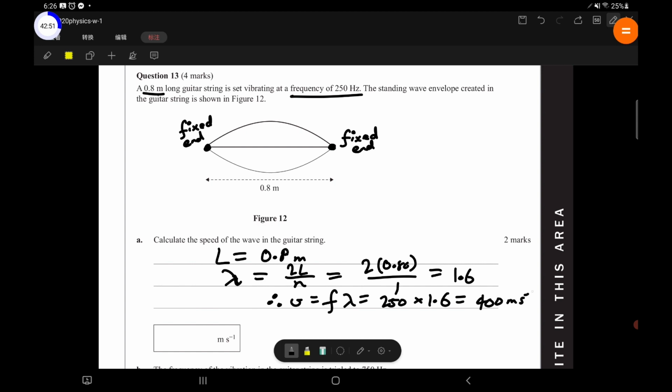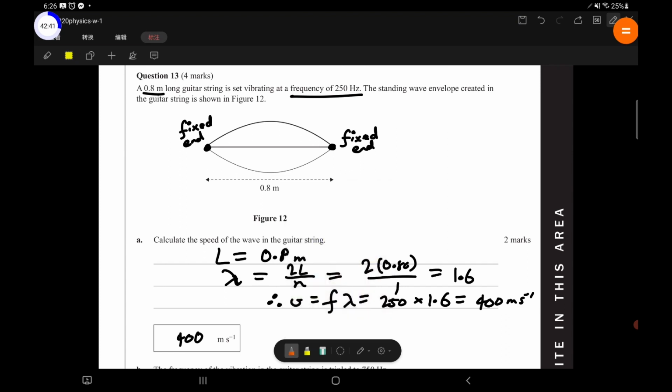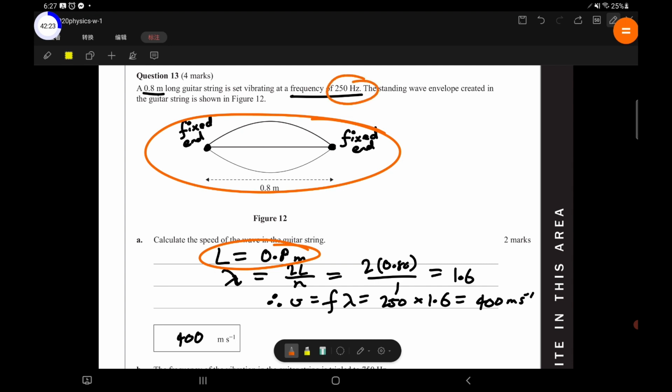Alright, so this is how I solve this problem. Again, you use the principle of known to unknown. I know 3 facts about this. I know the fact that we have a medium length of 0.8 meters. I know the structure of my standing wave. We have a first harmonic. This is where we have the largest wavelength, smallest frequency. We have 2 fixed ends surrounding our wave, and we also have a 250 hertz frequency. Using these 3 known values, you can solve for the speed of the wave.